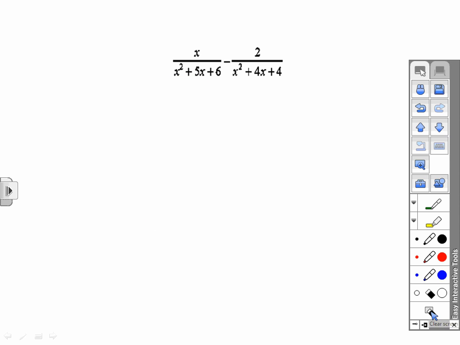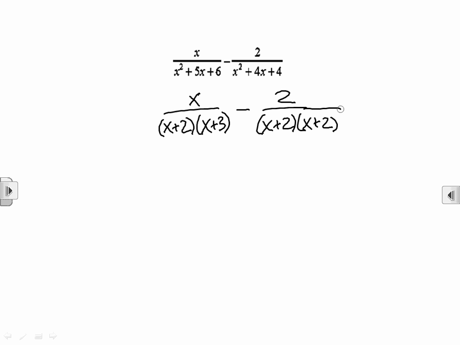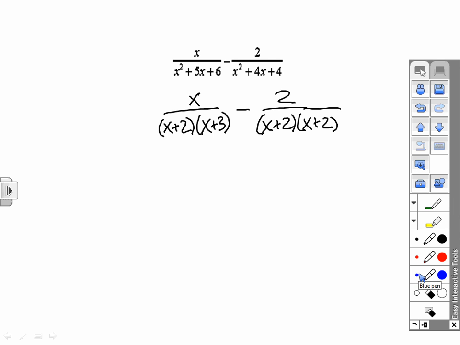Look at this one. Now, this one has not been factored for us, so the first thing I need to do is factor my denominator. So leave your numerator how it is. That first one, looking like an x factor to me, multiplies to 6, adds to 5. Should be 2 and 3. Next one looking like an x factor 2, multiplies to 4, adds to 4. 2 and 2.